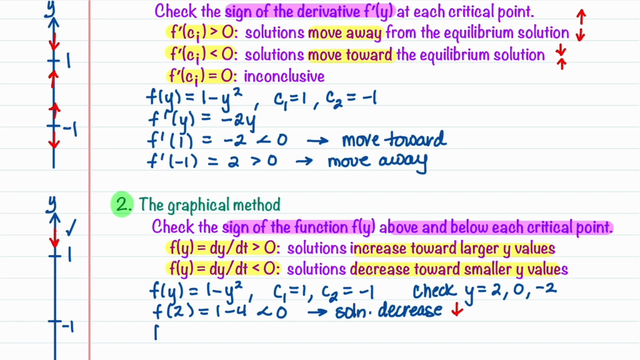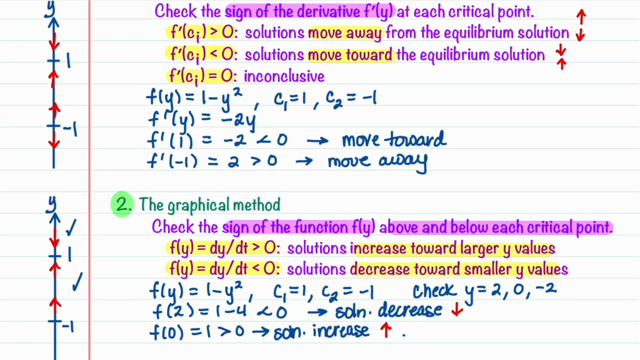Now let's check f at 0. That is going to be 1, which is greater than 0. So our solutions are going to increase, and we'll have an up arrow. We are in this region right here, and our solutions increase. So we're going to do 2 arrows, one up here, and then one here. You always put an arrow beside each critical point.